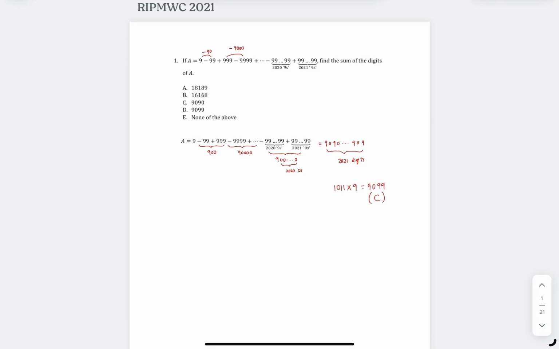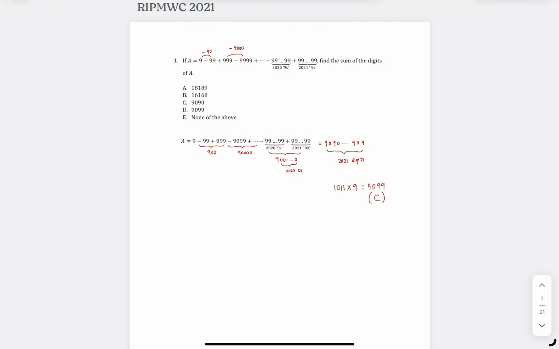Right, RI 2021, question number 1. If A equals 9 minus 99 plus 999 minus 9999 and so on and so forth until you have 2021 nines, find the sum of the digits of the result A.